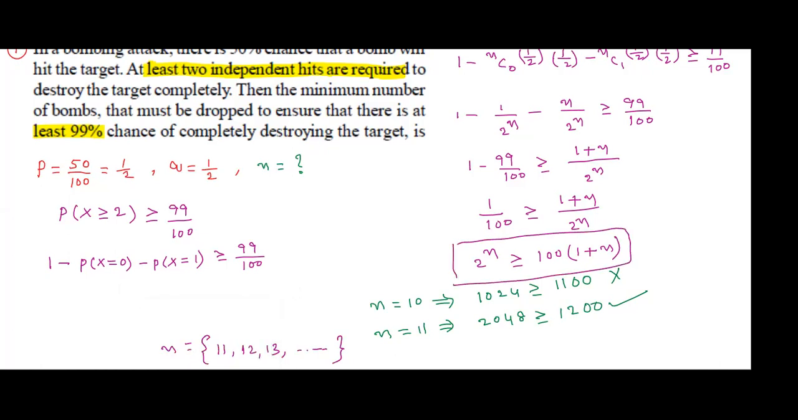Okay. Now finally, what are they asking? The least value of n. That is equal to how much? 11. So 11 is the answer. This is a numerical value type question. Okay. So this is an easy question only, but the calculation is a little bit difficult.